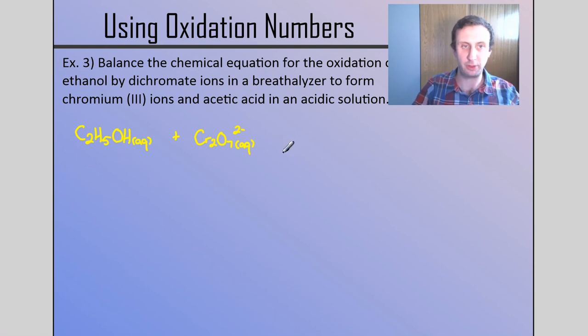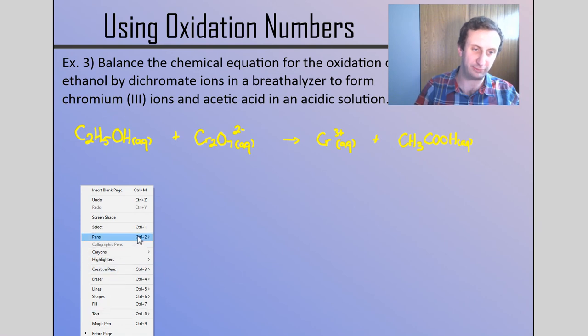In a breathalyzer to form chromium-3 ions, so I end up with Cr3+ aqueous and acetic acid, which is CH3COOH aqueous. I'm going to have to do some sneaking in of the H positives in the waters afterwards, because I didn't leave enough room here, but you'll get the idea as we go through.